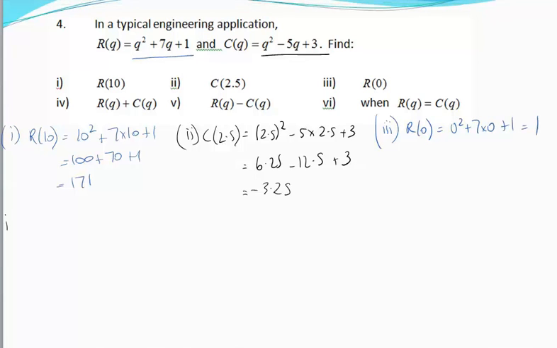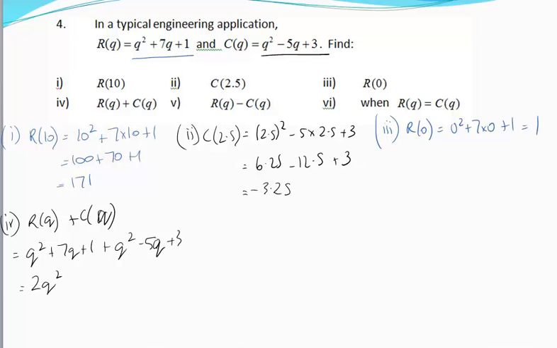So for 4, here we've got r of q plus c of q. So r of q plus c of q is q squared plus 7q plus 1, plus q squared minus 5q plus 3. q squared plus q squared is 2q squared. 7q minus 5q is plus 2q. 1 plus 3 is 4.